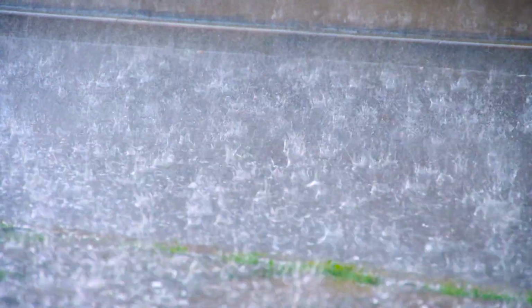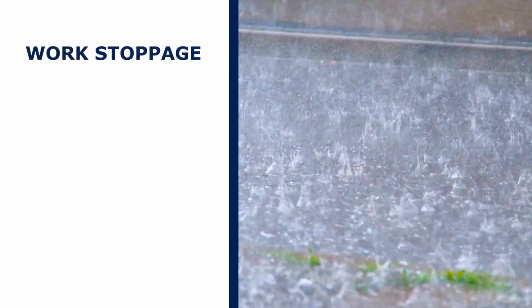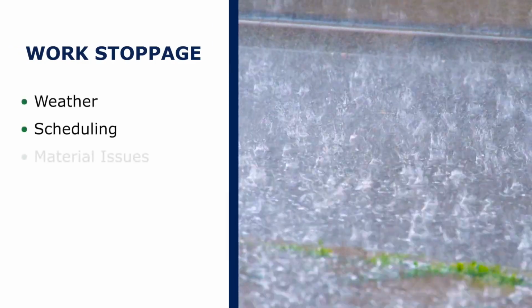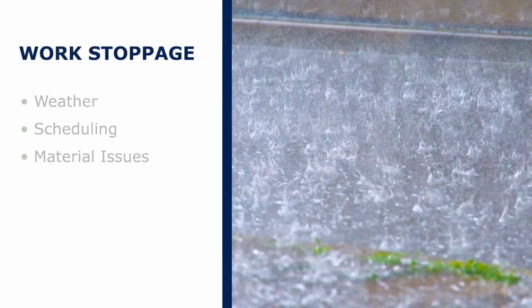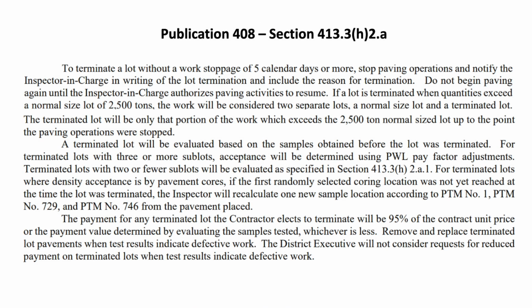Lots will be ended if there is a work stoppage of 5 days or more, and also may be terminated at the contractor's request. Work stoppages may come as a result of weather, scheduling delays, and issues with the material and/or paving operation. If a lot is ended from a 5-day stoppage of work, adjust that lot size as specified in Table D. Afterwards, begin a new lot when work commences. However, lots terminated by a contractor's request do not follow Table D. Reference Publication 408, Section 413.3 H2.A for additional details.